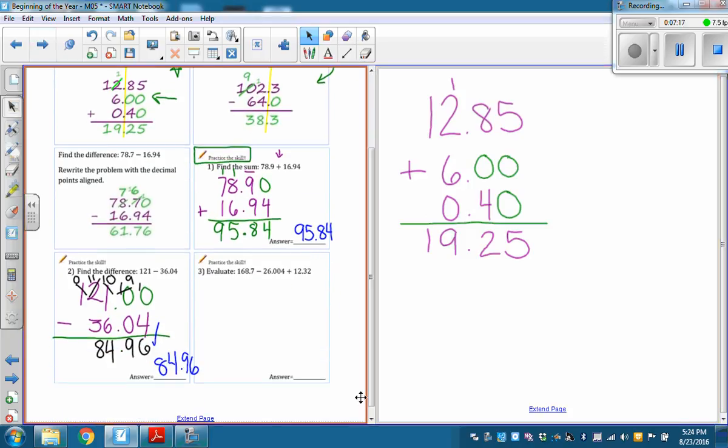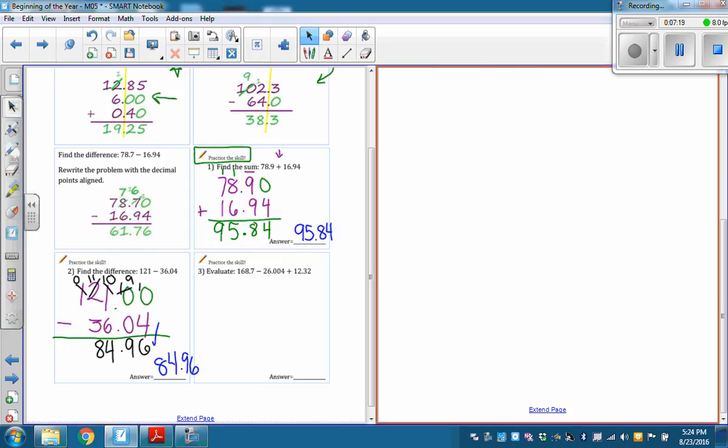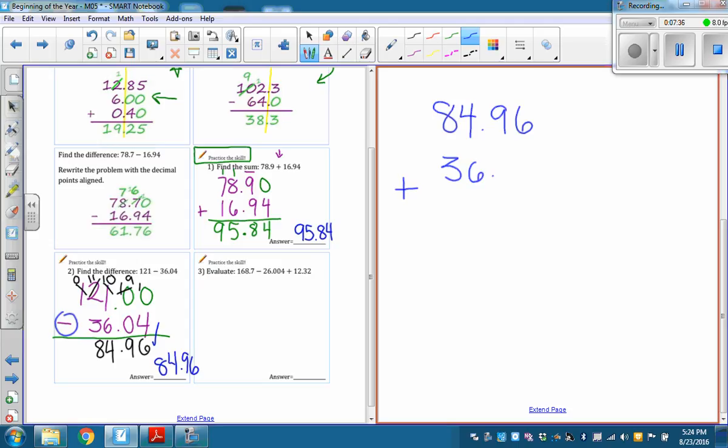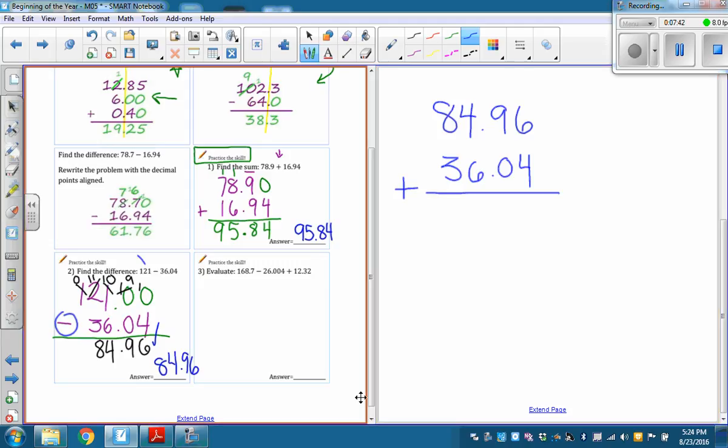So another way to check your work is to take your answer, like from problem 2, 84.96. And since I did a subtraction problem here, I'm going to do an addition problem here. I'm going to do the inverse operation. I'm going to add 36.04. And if I did my work right, I should get the original number, 121.